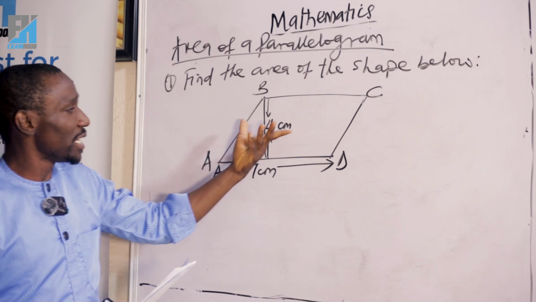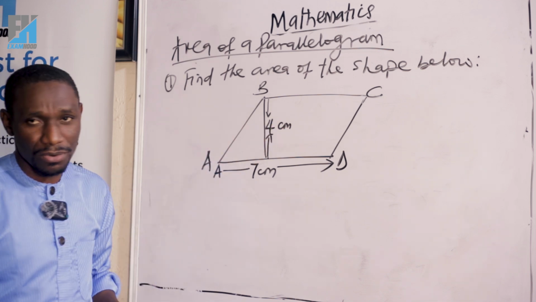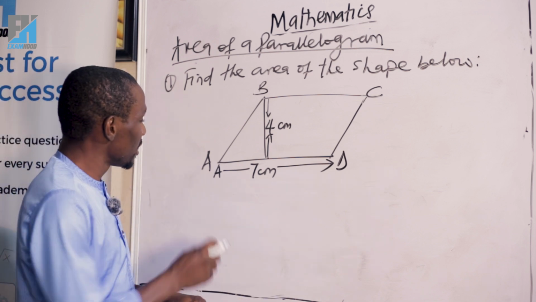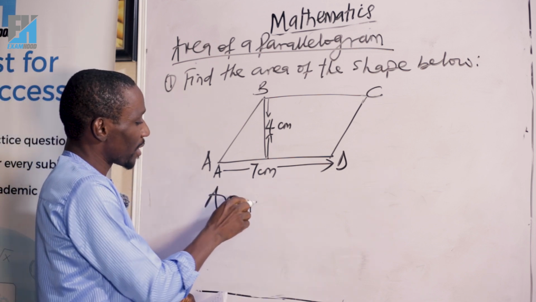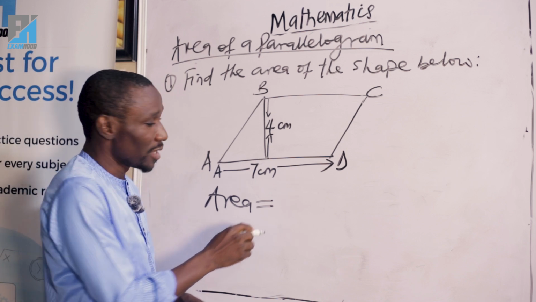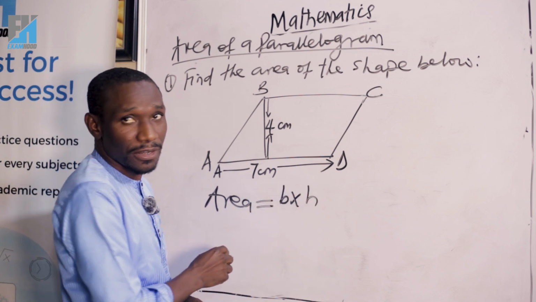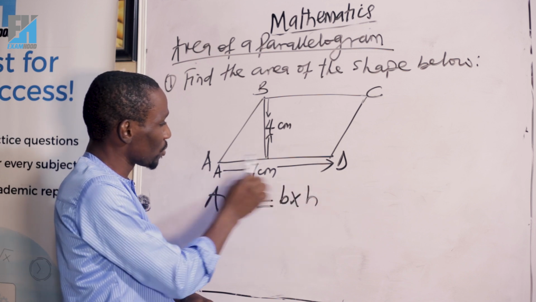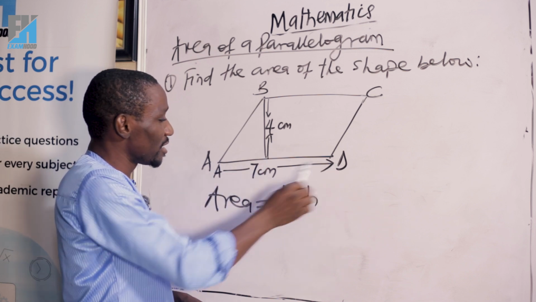So how do you find the area of a parallelogram? It's very simple, very straightforward. The area of a parallelogram is base times height. Very straightforward. And in this shape, AD is the base.